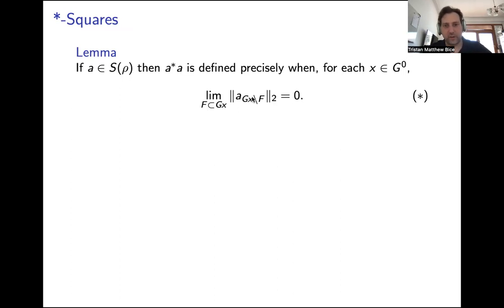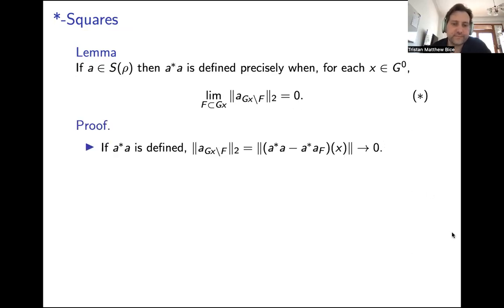And then looking at the remainders, and looking at the 2 norm of that. The claim is that this is defined precisely when this goes to 0. So it does show that when A star A being defined is very closely related to the 2 norm, but it's not just saying the 2 norm is finite, it's saying something else. Okay. So one direction is kind of simple.